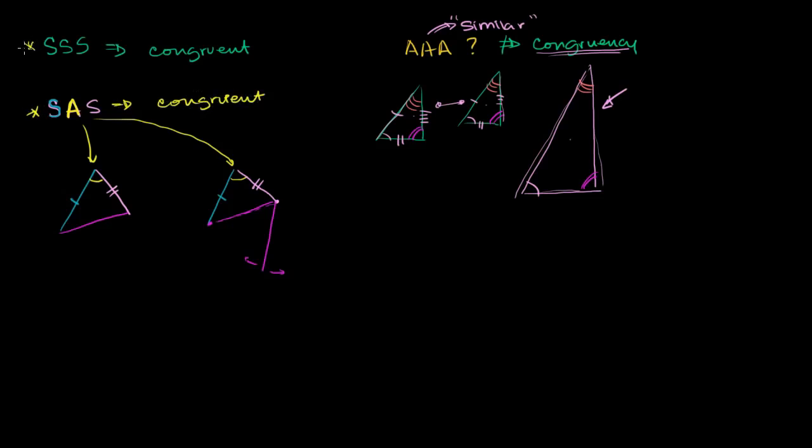We had the SSS postulate. Now we have the SAS postulate. Two sides are equal and the angle in between them for two triangles, corresponding sides and angles. Then we can say that definitely these are congruent triangles.